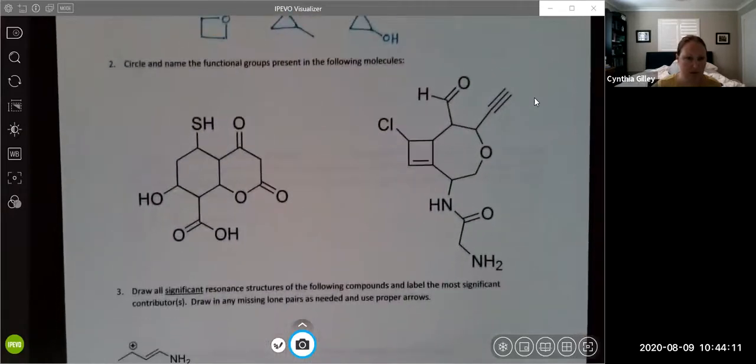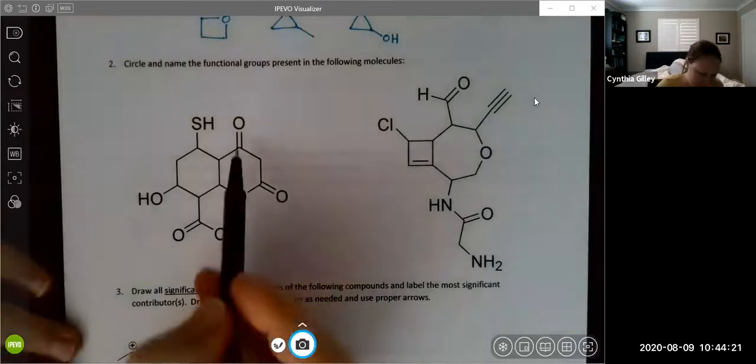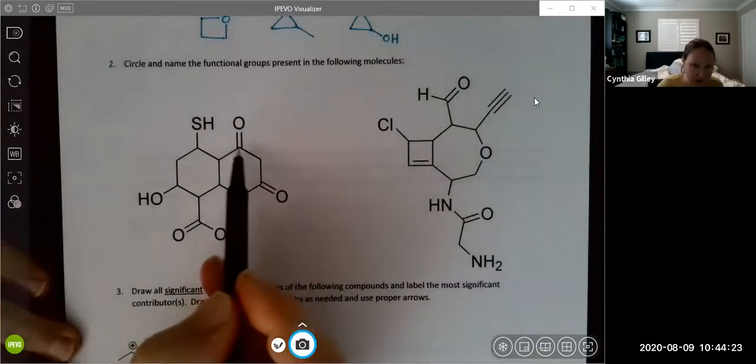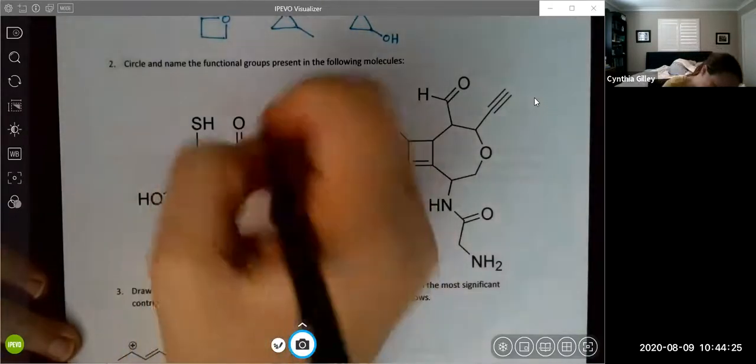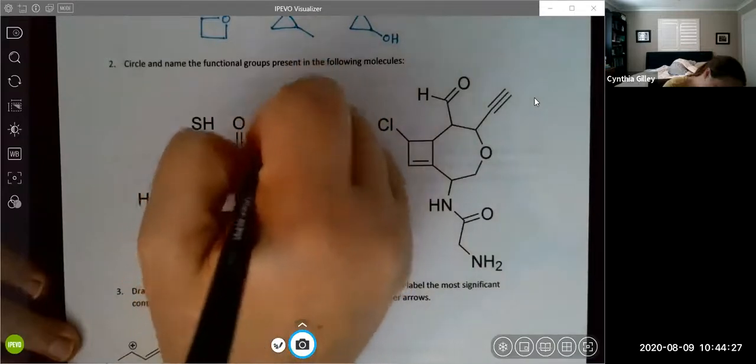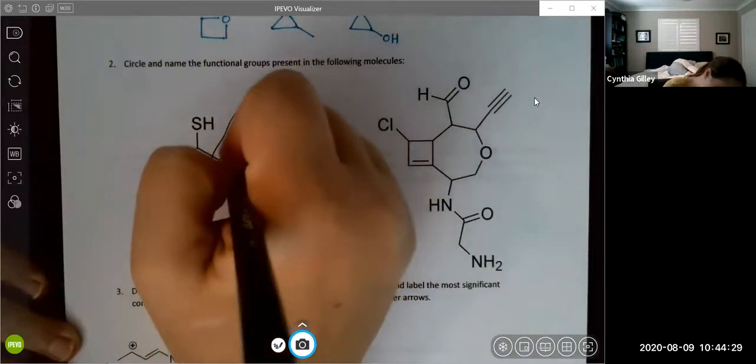Moving on to question number 2. Circle and name the functional groups present. You can really start anywhere here. This carbonyl with 2 carbons on either side is going to be a ketone.